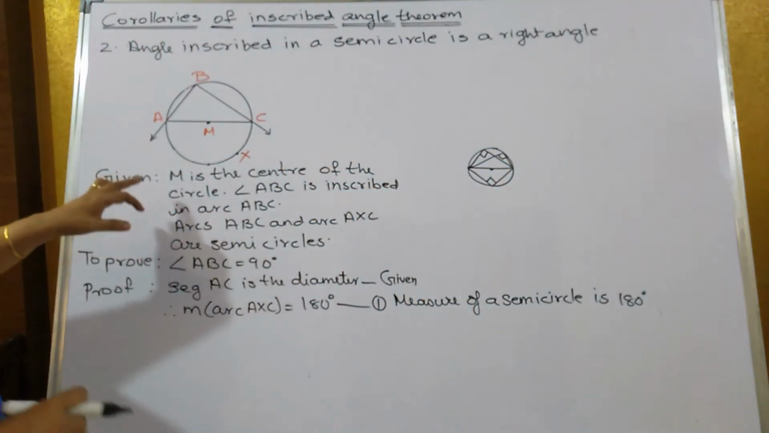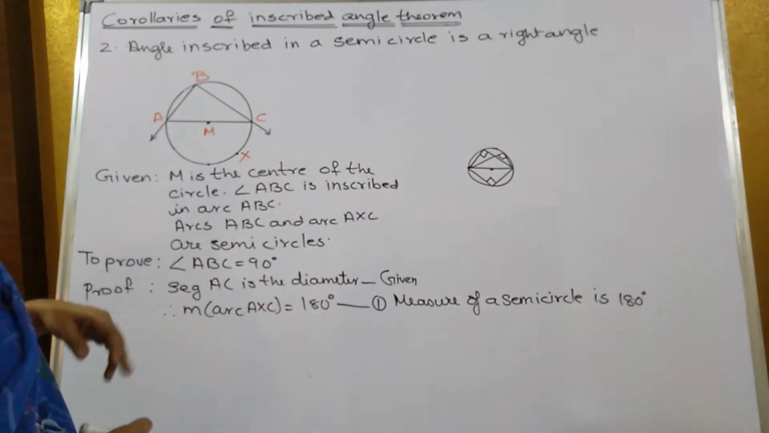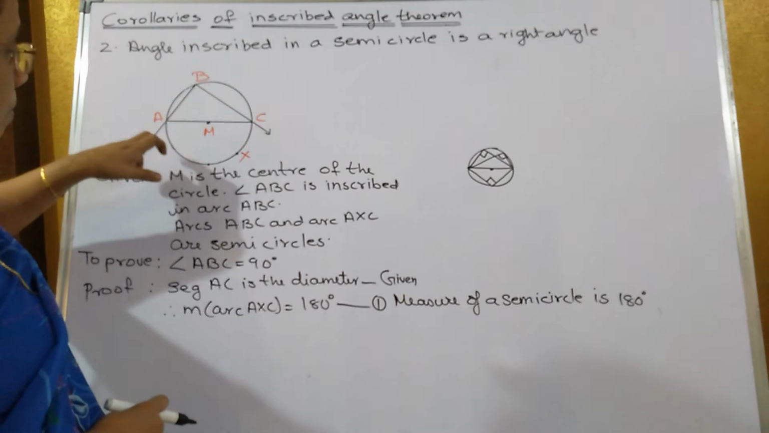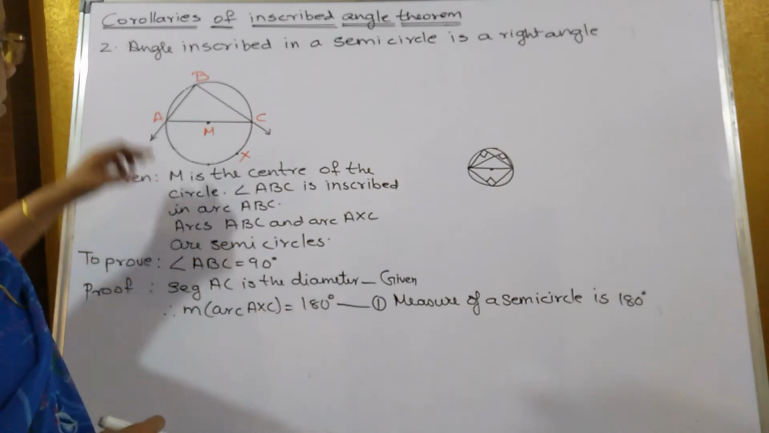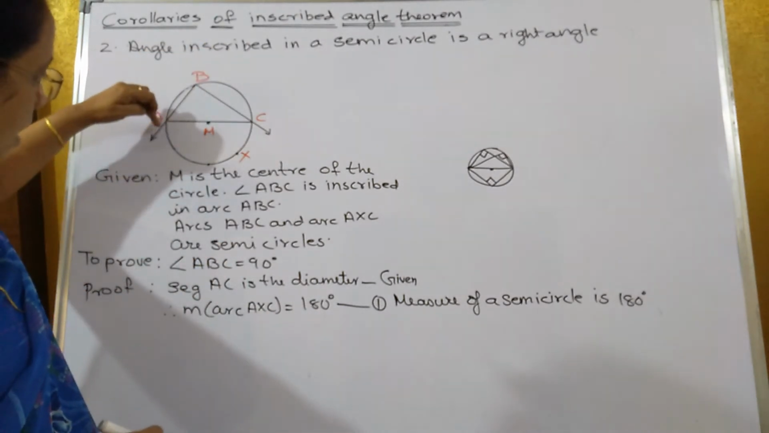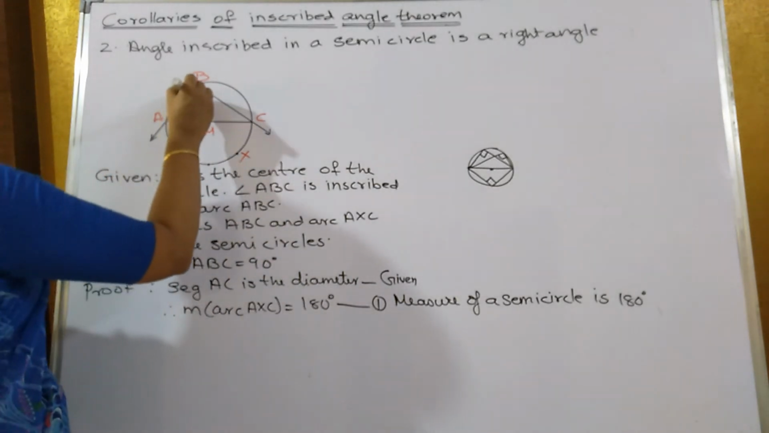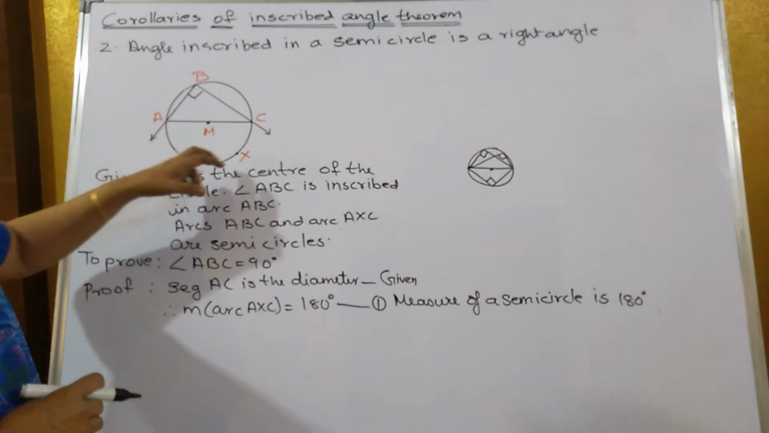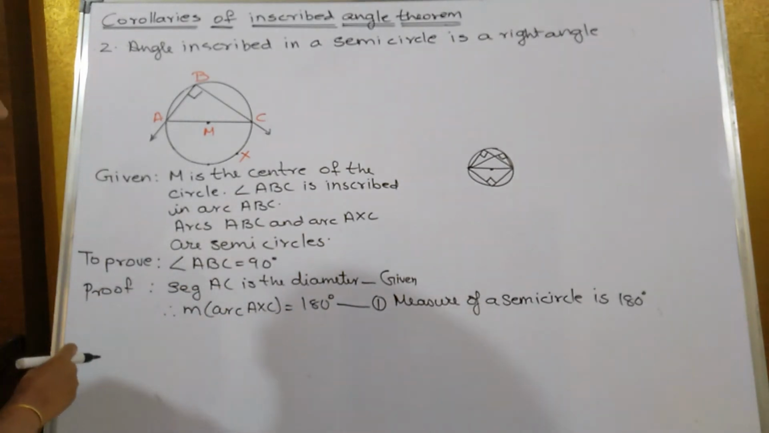So in given, M is the center of the circle, and angle ABC is inscribed in the arc ABC. Remember, inscribed arc is always this way and the below one is known as intercepted arc. So arc ABC and arc AXC, that is this one, are semicircle. We have to prove that this angle ABC is equal to 90 degree. Now proof: segment AC is a diameter, given. Therefore, measure of the arc AXC is equal to how much? 180 degree. Measure of semicircle is 180 degree.